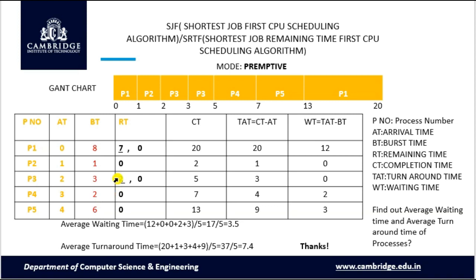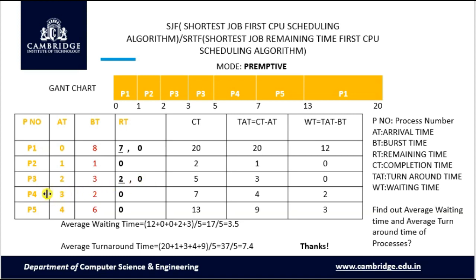That means the remaining 2 seconds was there, okay? That means the 2 is going to be added. 3 plus 2 is going to be 5. That means P3 is going to complete its execution. In the remaining time column, 0 indicates that it got completed, okay? 3 plus 2 equal to 5. P3 got executed.